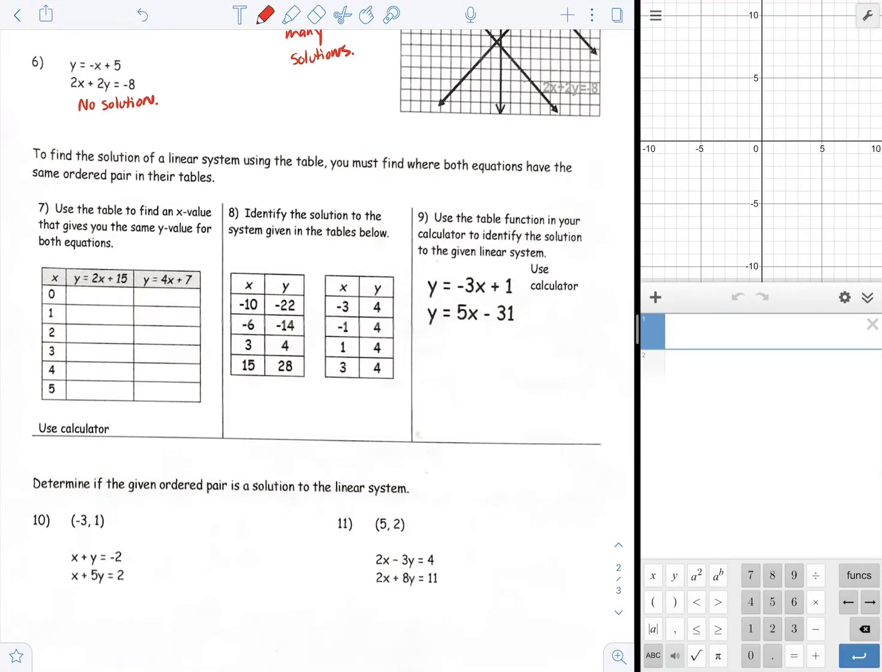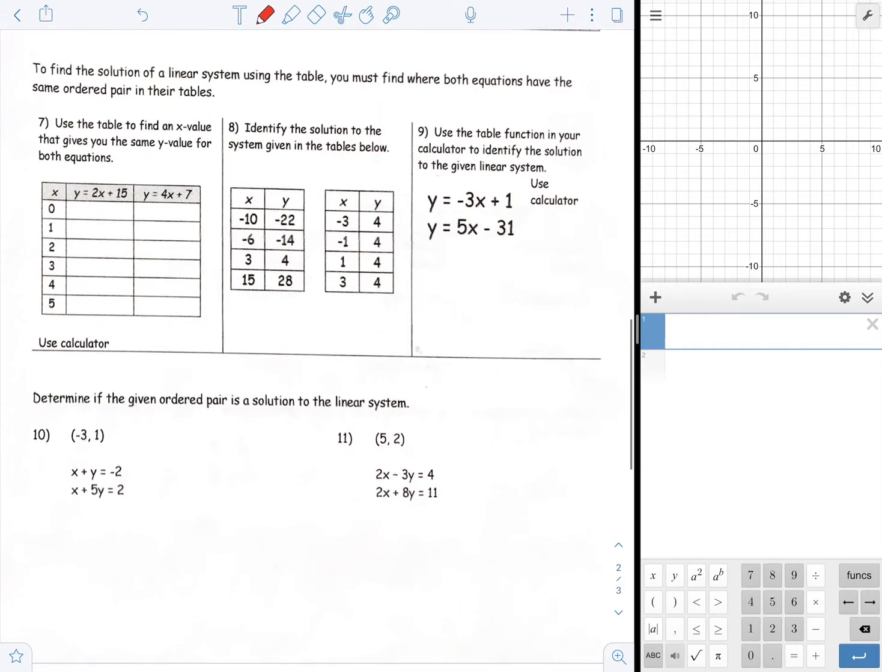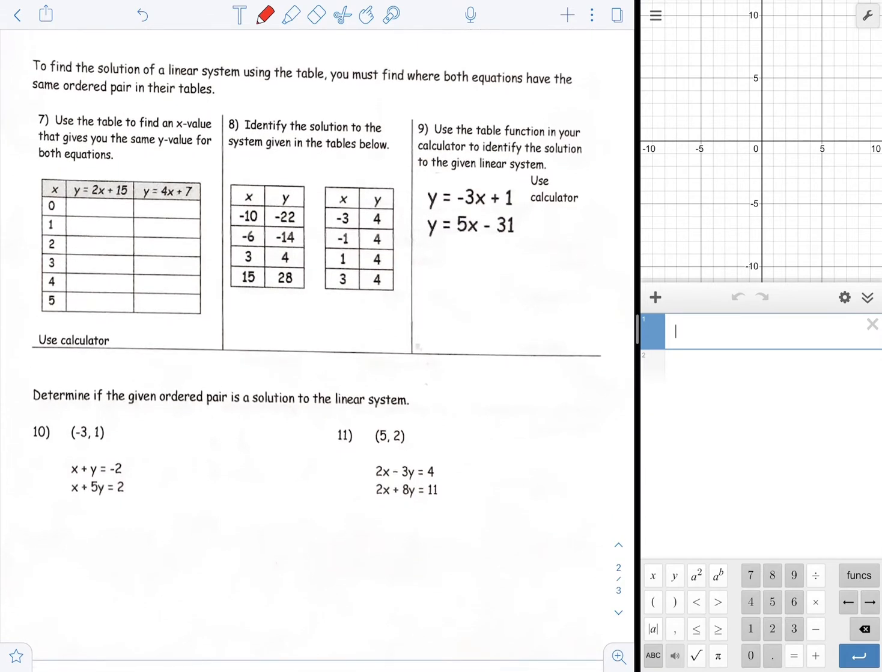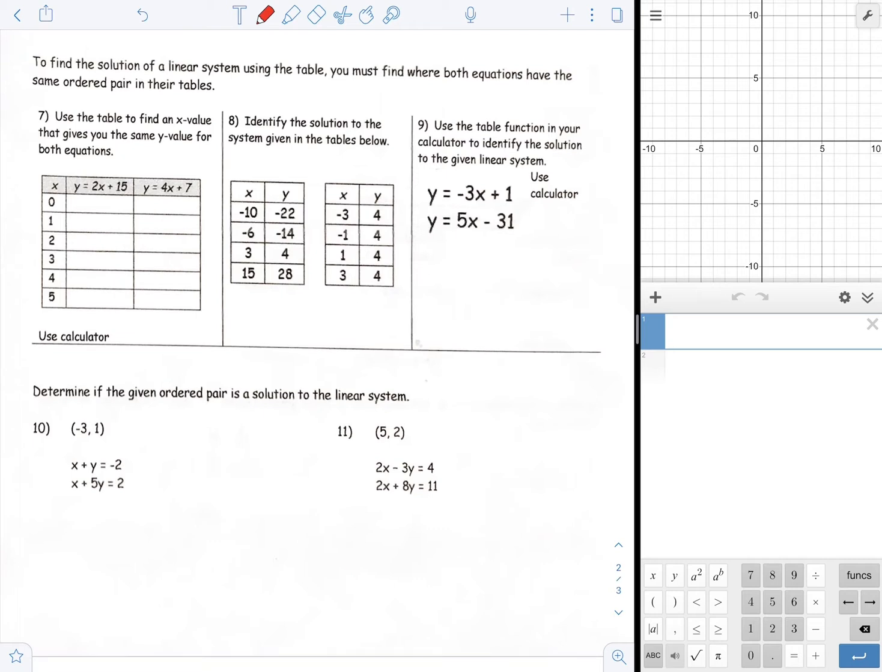All right. So today is going to be a continuation of our notes from yesterday in class. To find the solution of a linear system, remember we're looking for the points where the two lines intersect. There are three possible solutions. There can be no solution, one solution, or infinitely many solutions. So today we're going to talk about how to find the solution of a linear system using a table.